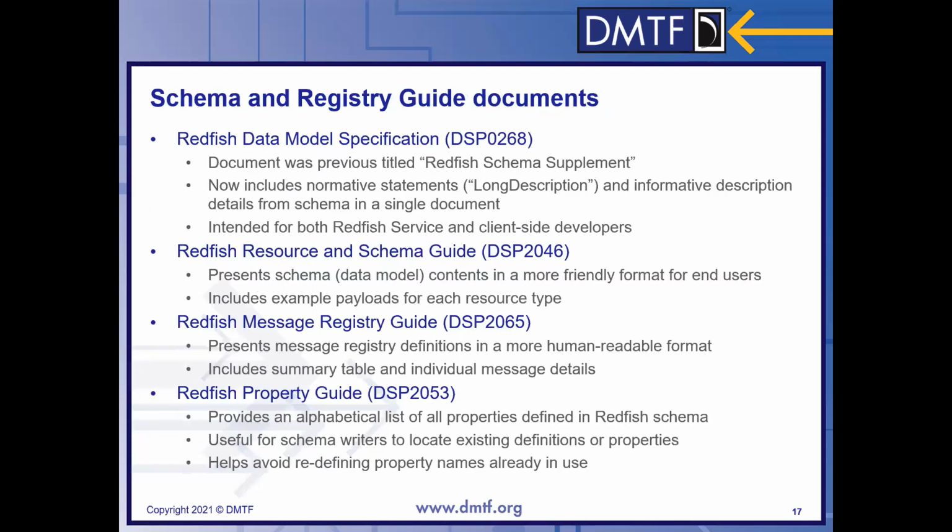Like with everything else that we do for each release cycle, we also produce new Schema and Registry guide documents. We have our Redfish data model specification, which is a human readable version of all the long descriptions from all the schema files. We have our resource and schema guide, which is the more end user type of view of the whole data model. We have a registry guide, which is built based on our registry contents. And then our property guide as just a simple dictionary of all the properties that we define in Redfish.